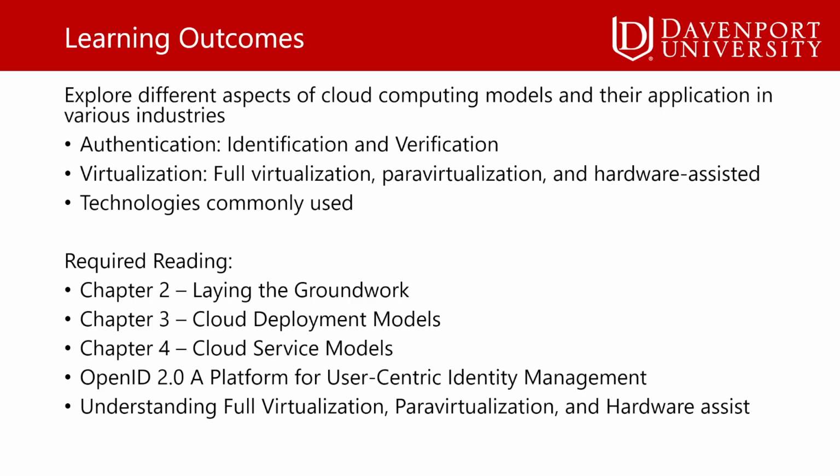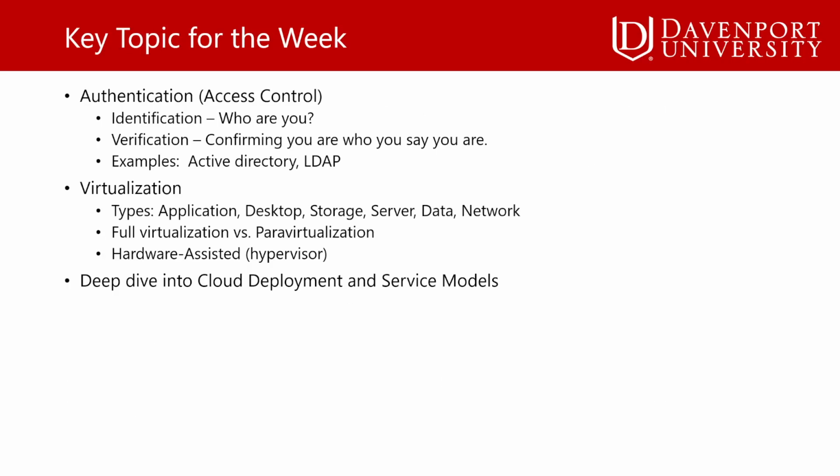In addition to the required reading out of the textbook, there's some supplemental reading that breaks down OpenID 2.0, which is a platform for user-centric identity management, and understanding full virtualization, para-virtualization, and hardware assist. So those two key pieces will help talk about some of the fundamental items, and then the textbook will go into more detail about the deployment models and the service models, which you're going to need for this week's assignments.